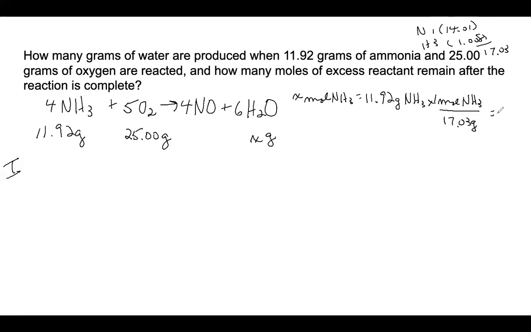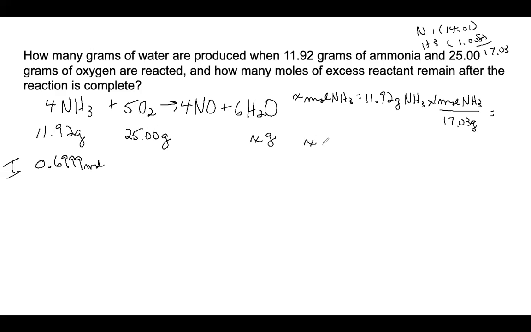All right, and now let's figure out what that is. 11.92 divided by 17.03 equals, so we get 0.6999 moles of NH3, with 4 sig figs. Okay, now we have to change the grams of oxygen into moles for our ICE table.